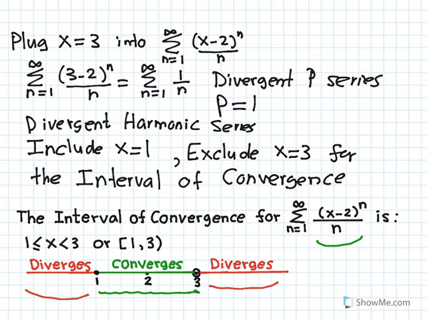Now, notice that we included x equals 1 with a solid circle, and we excluded x equals 3 with a hollow circle, because at x equals 1 the power series converged. It was an alternating series, a convergent series. And at x equals 3, we had a divergent harmonic series. That's why we included the left endpoint, but excluded the right endpoint, x equals 3, for the interval of convergence. All right, thanks.